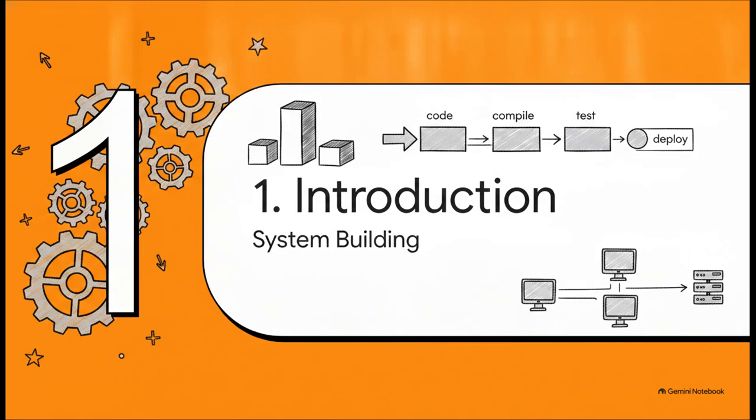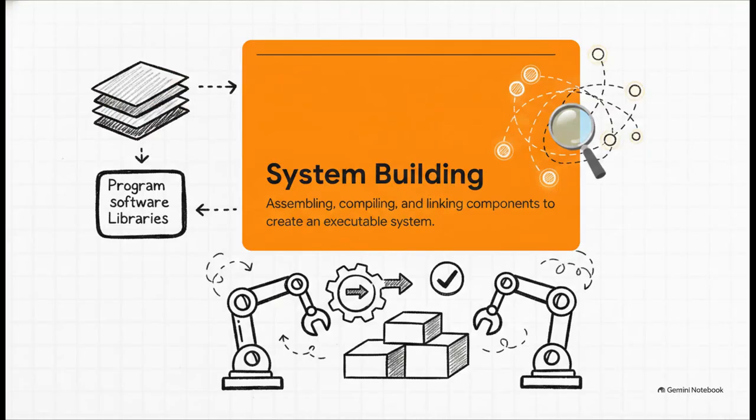Section 1, Introduction to System Building. Let's lay down our foundational vocabulary. What exactly do we mean when we talk about building a system? Well, officially, system building is defined as the process of assembling program components, external data and software libraries, and then compiling and linking these to create an executable system.